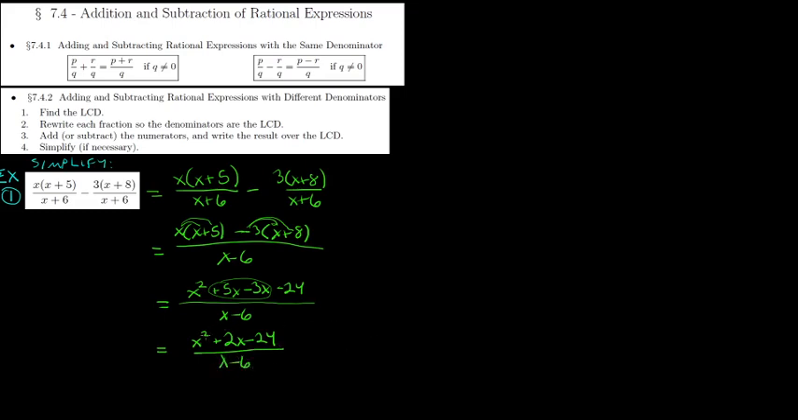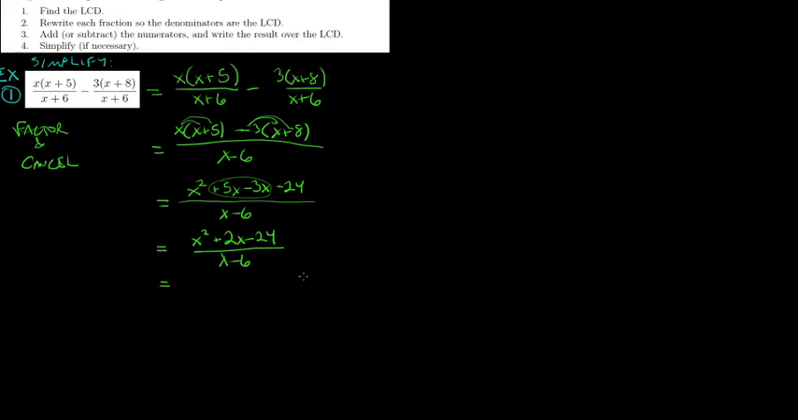Right? And now, remember what simplify means. Simplify means factor and cancel. So we have to factor the numerator. GCF is 1, so everyone's comfortable with that. And this is a trinomial, so we're looking for two numbers, right, whose product is negative 24 and whose sum is 2.